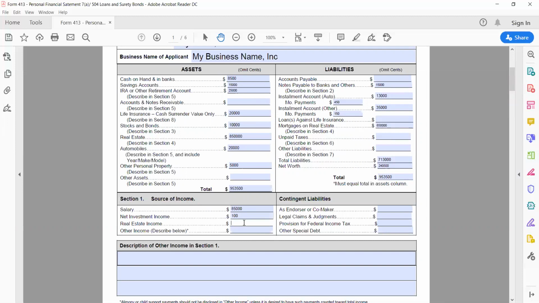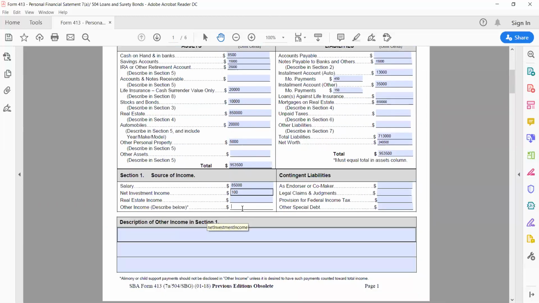Real estate income would include rental properties, net. So I'd have to work through a schedule and see what my net income on my rental properties would be. That would go here. Other income, this would then be officer's salary. So maybe part of the corporation that I have ownership in with my spouse, 50-50, but I'm paid an officer's salary, $50,000. That would go in this line item.